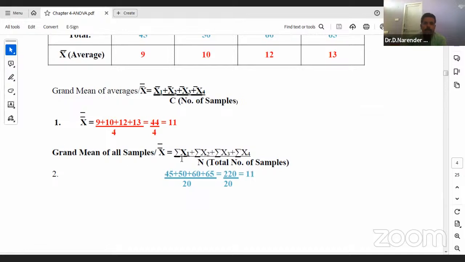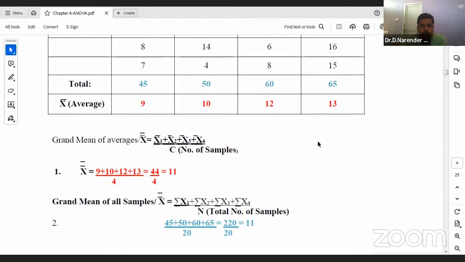Grand mean of all samples again, x double bar, that is sigma x1. See, I am taking sigma. Sigma indicates the total. Sigma x1 is the first total, sigma x2, sigma x3, sigma x4. That is 45, 50, 60, 65. The total is 220 divided by 20. Divided by 20 means column 1, column 2, column 3, column 4, with five samples in each. The total is 20. 220 divided by 20, that is 11.